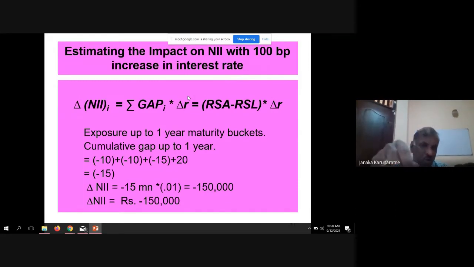Because when you lock in longer term funds at current levels, if the interest rate goes up, you don't have to reprice immediately. And also you can match with your longer tenor assets. So this is possible risk management.